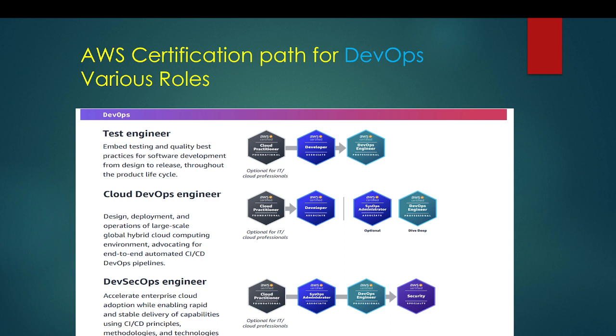So basically for this role, if you see design, development, and operation of large scale hybrid cloud computing environment, advocating for end-to-end automated CI/CD DevOps pipelines. Basically, continuous integration and continuous deployment will cover, as I told you earlier, all kinds of development plus testing. It will cover what services are included as part of that. As I told you earlier, you just go through phase by phase.